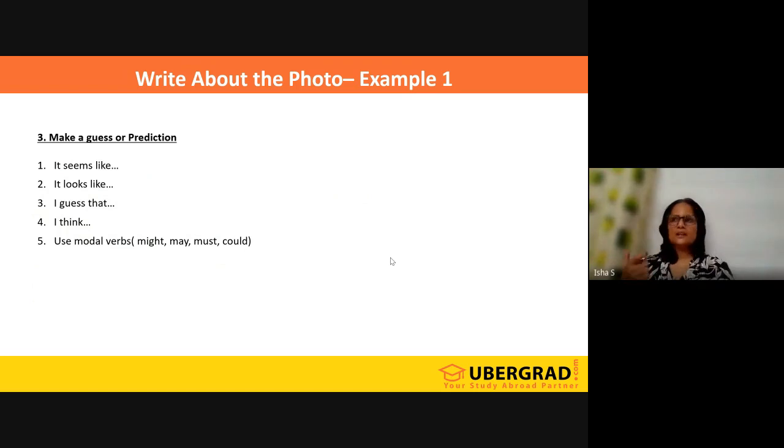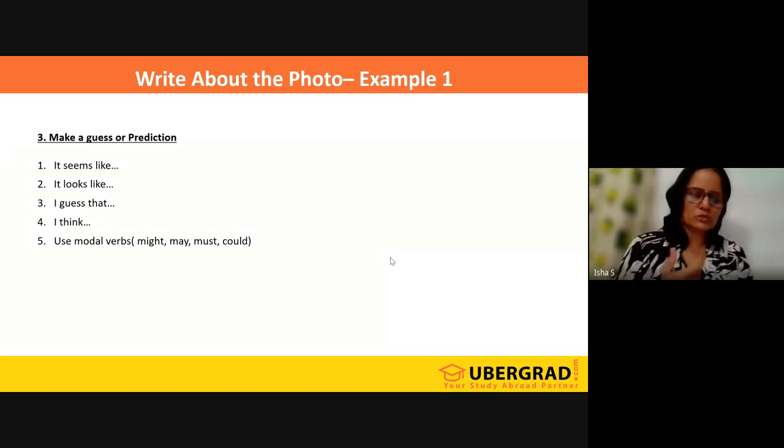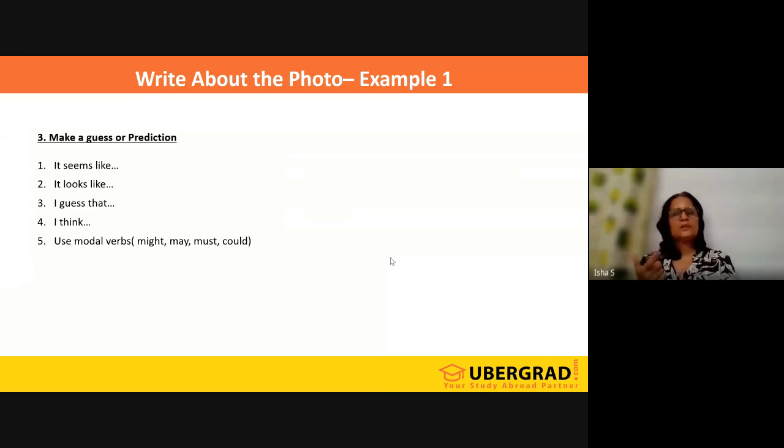Now you explain the statement by looking at the picture, correct? What is it about? What is she doing? Now based on that picture, you have to predict. Okay, so to make that prediction, you can use these phrases and you have to give your prediction. So let's do that.